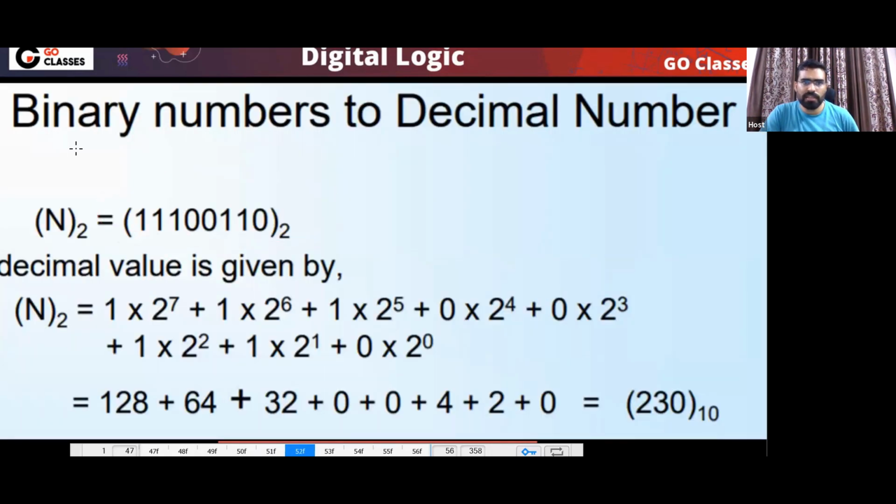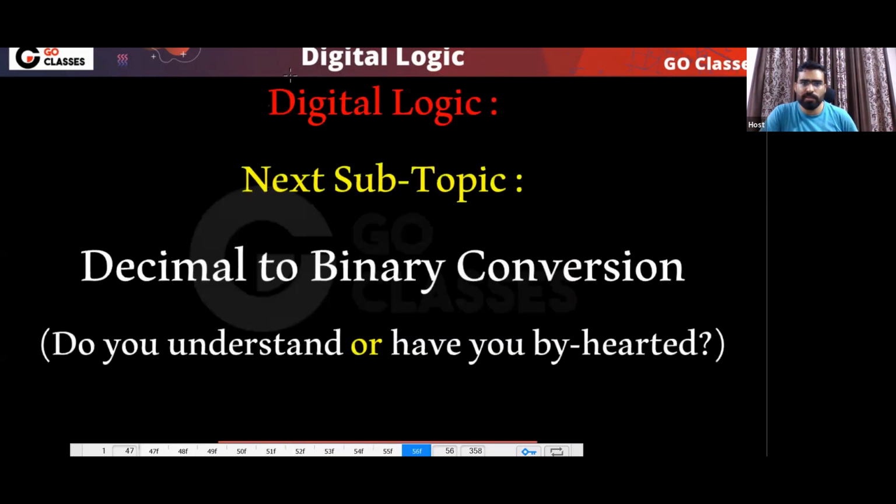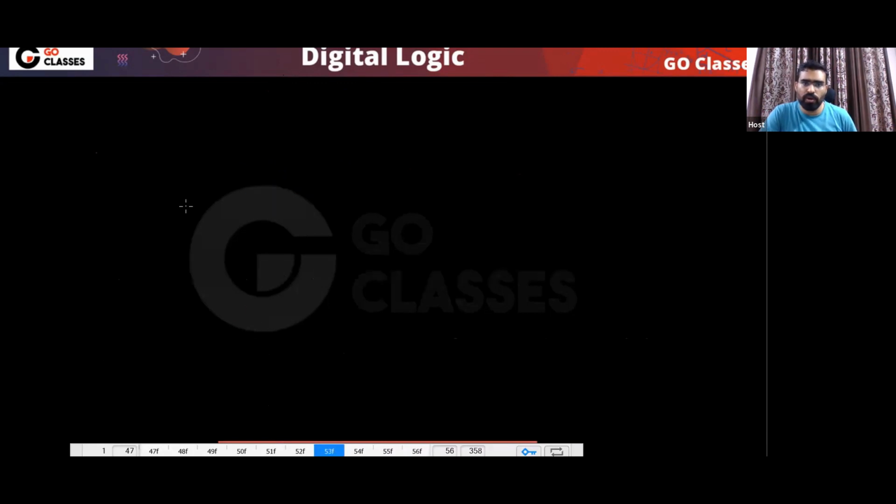Similarly, if you have this number in binary, how do you convert it to decimal? Very simple. Just multiply everything by its weight. What is the weight of this? There are a total of 7 symbols on the right, so you multiply this by 2 power 7, this by 2 power 6, and so on. Finally, this will be the value in the decimal system. So binary to decimal is very simple. There is no problem.